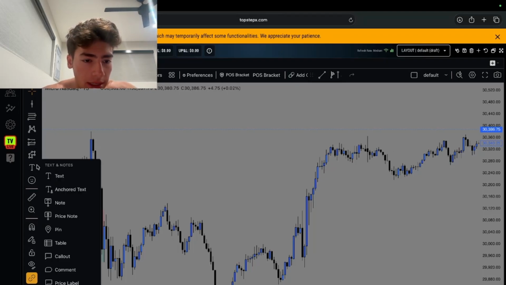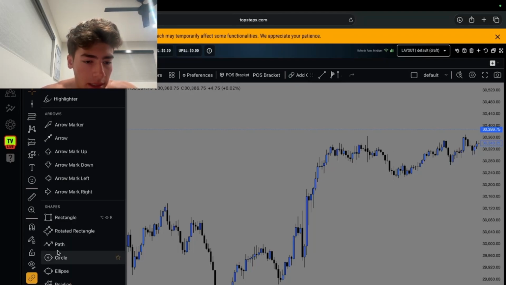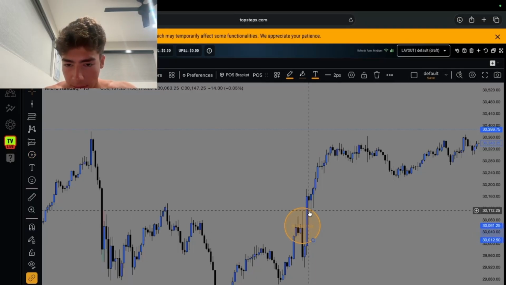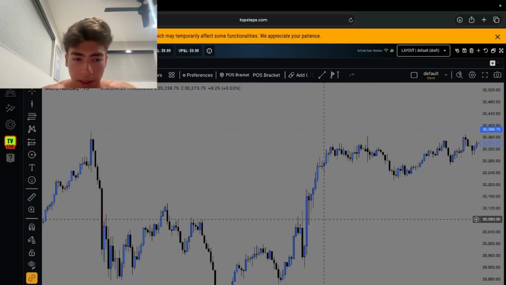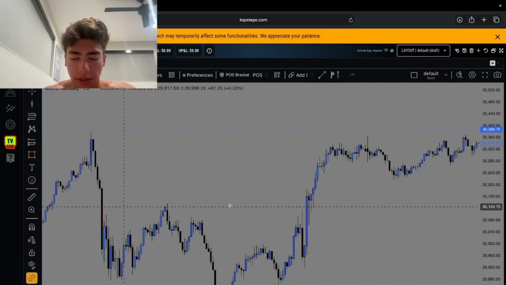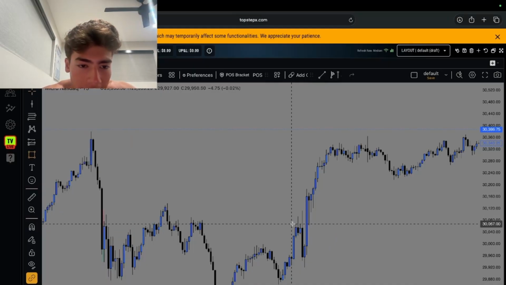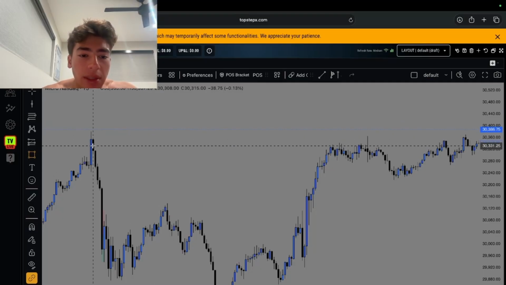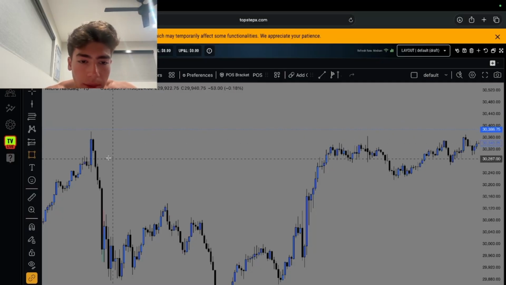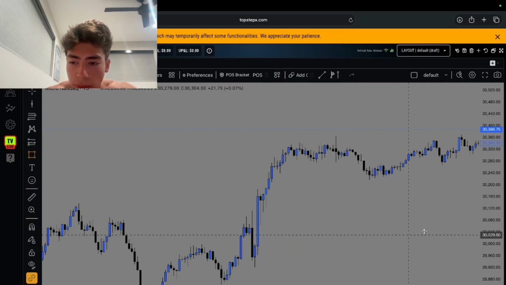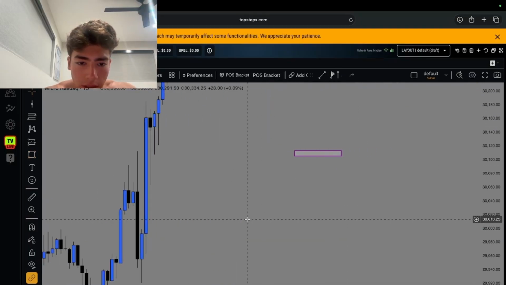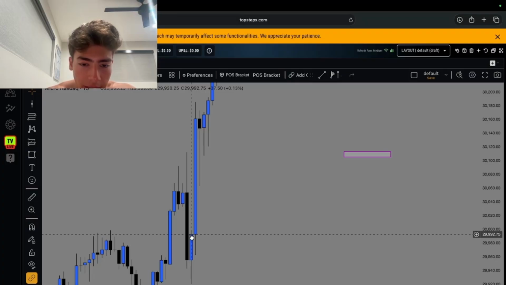So right here is a fair value gap. Right here, I'm actually going to draw it out with the rectangle. So it's when we leave a gap in the market. So let's zoom in here, right? So do you see this candle body right here? This blue candle body, right?